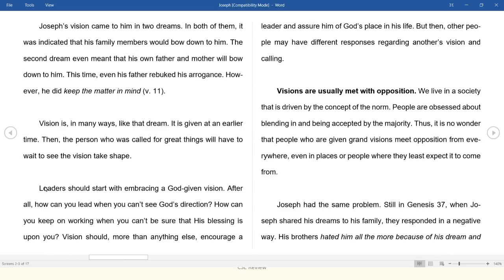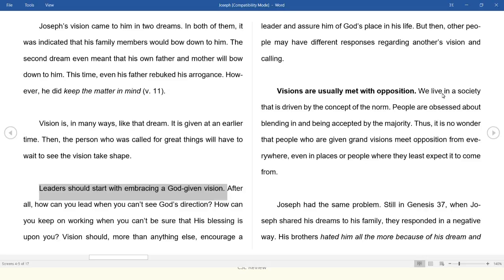Then, my call to action. Leaders should start with embracing a God-given vision. So, what happened was, I define a term, I go and explain it in Joseph's life, and then I give my own opinion. And I just repeated that pattern here. So, this is my next concept.